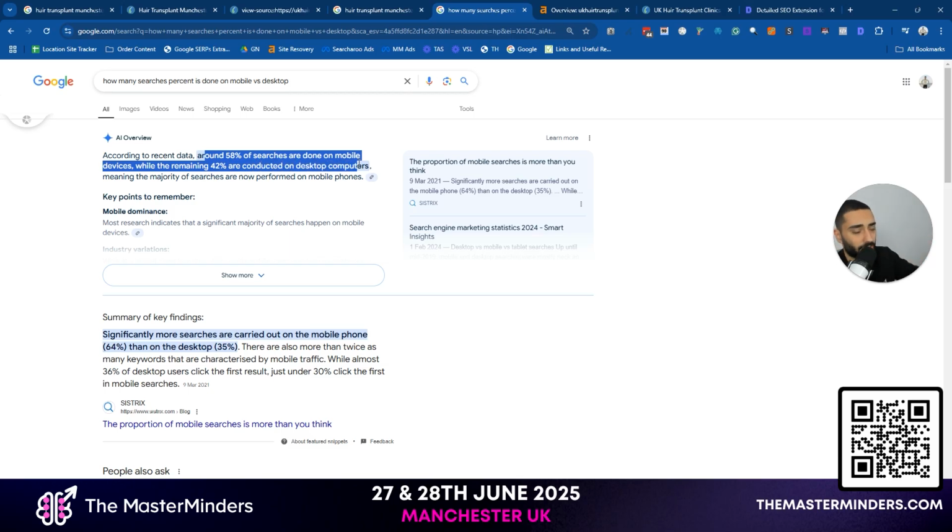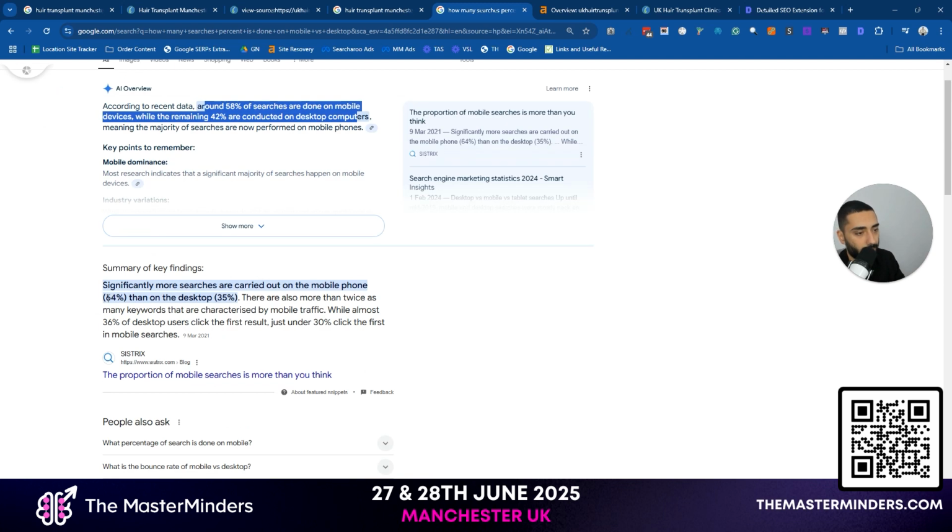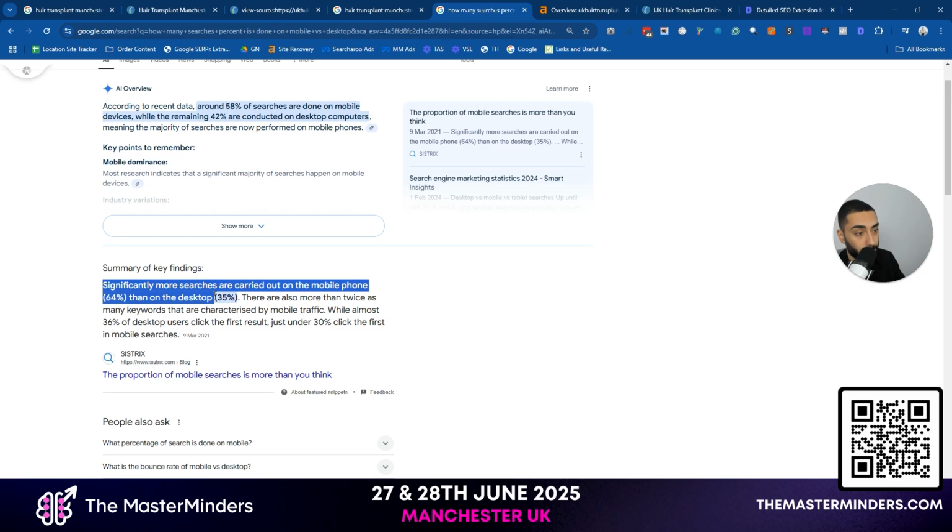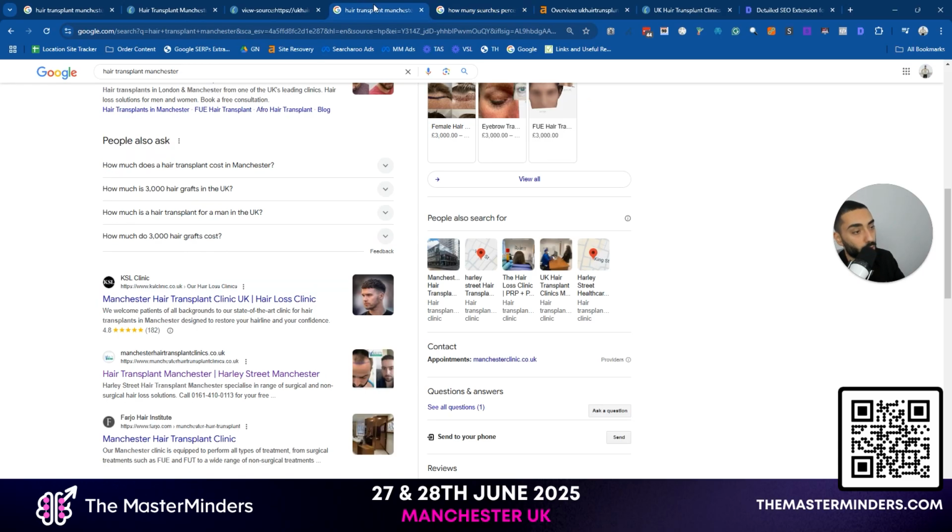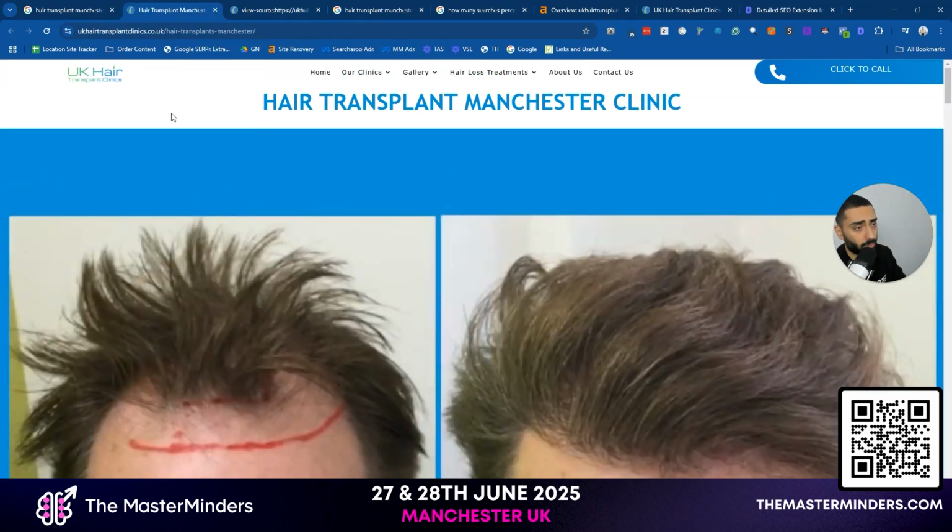Now, there are obviously going to be different factors in that. For example, if you're booking a flight, people tend to do that more on desktop as opposed to mobile. This featured snippet says 64% on mobile, 35% on desktop. I'm going to say it's probably around 60 to 65% on mobile if you were to look at every single search query on Google. So just bear that in mind when you are looking at your website.